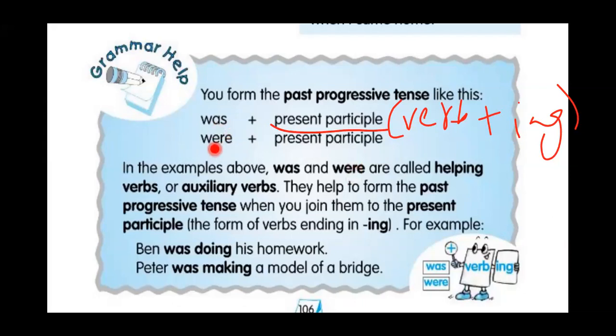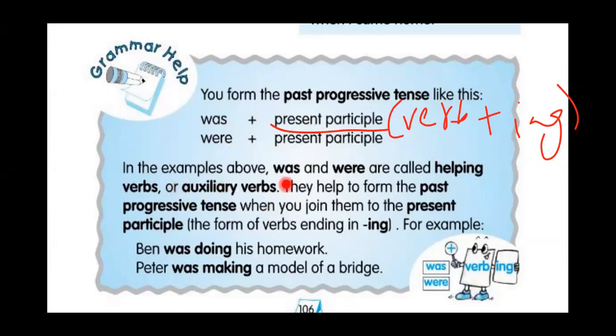Was and were are just helping verbs. What is the past progressive tense? Where we use a helping verb and add verb plus ing, that is nothing but past progressive tense.